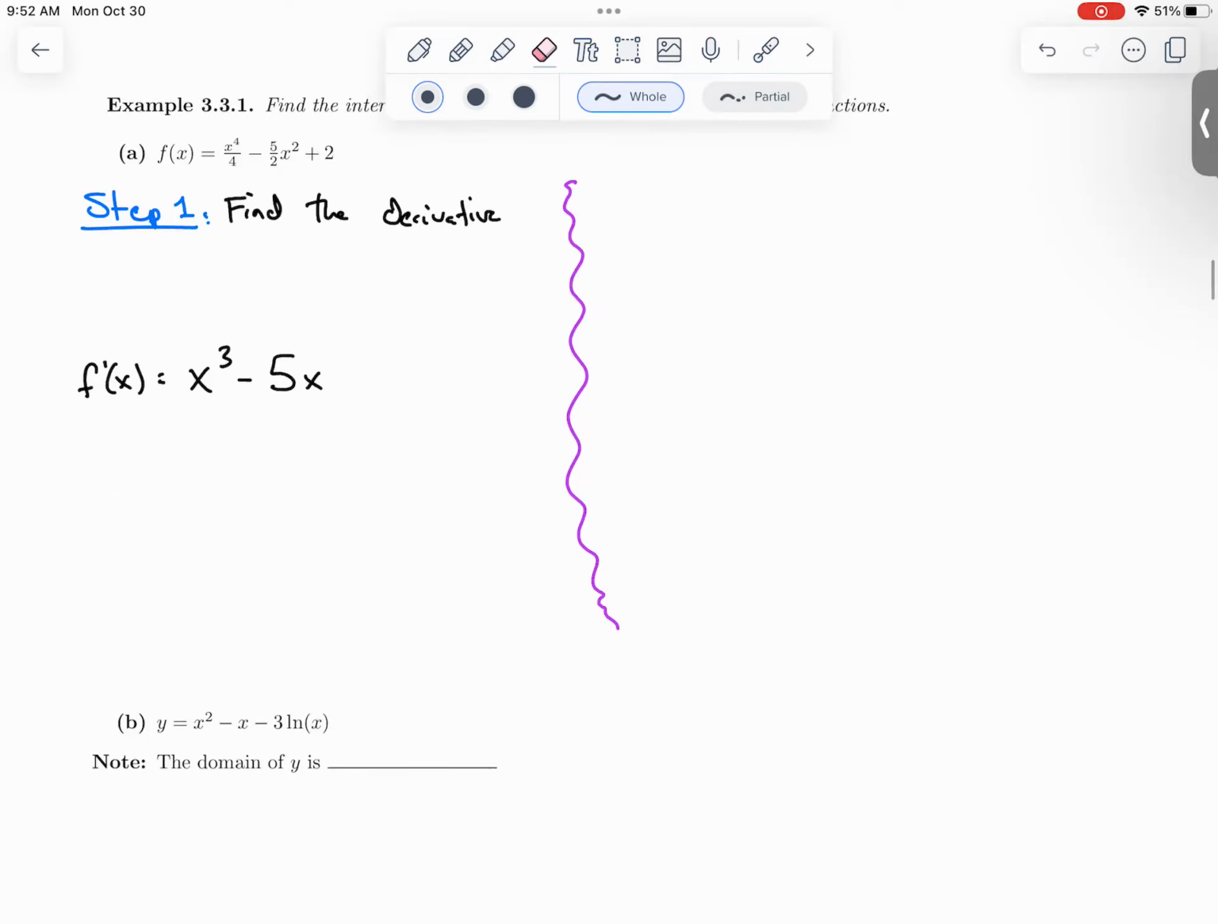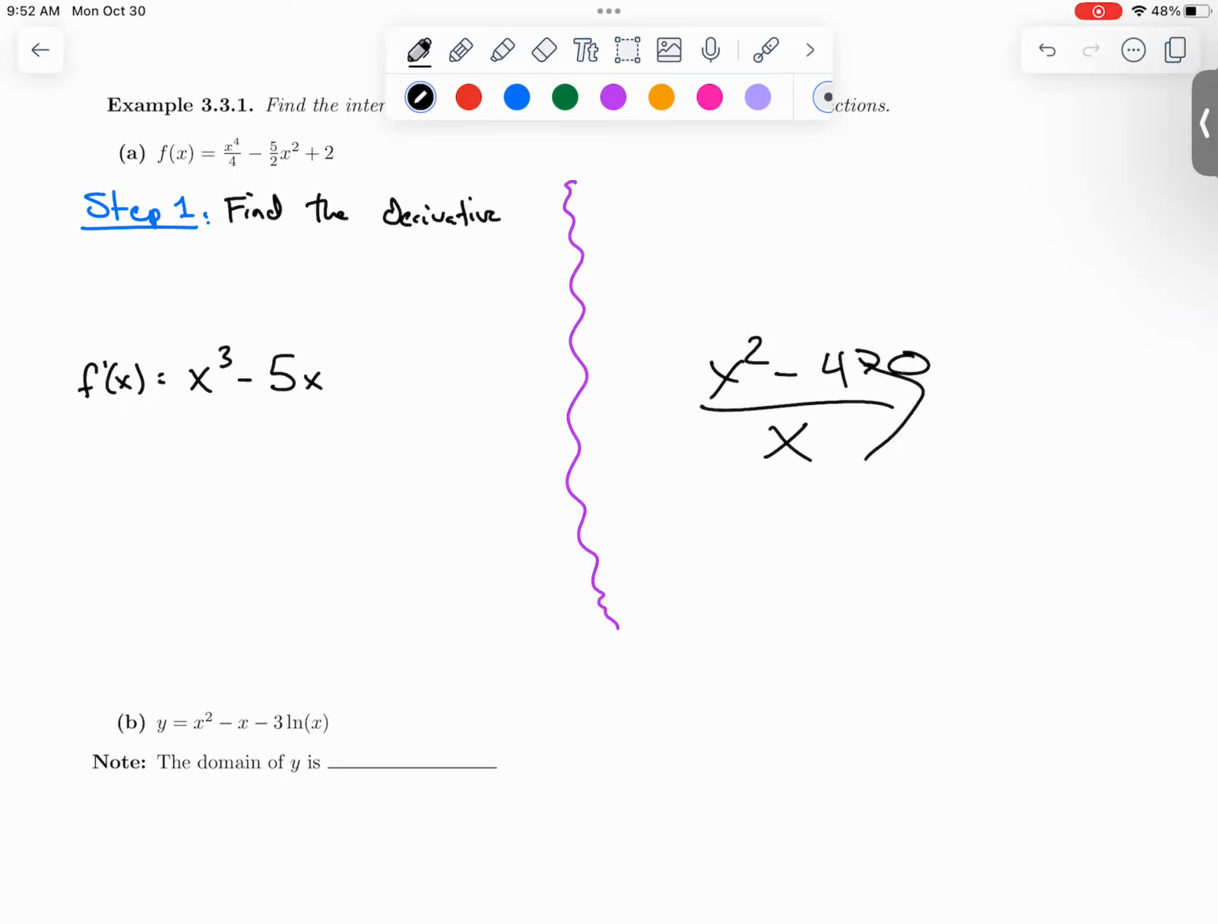So f prime of x is equal to x cubed minus 5x. When we would solve those types of things, once again, when we would solve x squared minus 4 is greater than 0, we needed to find the places where that nonlinear function equals 0. And that would be precisely, well, let's make it even more complicated.